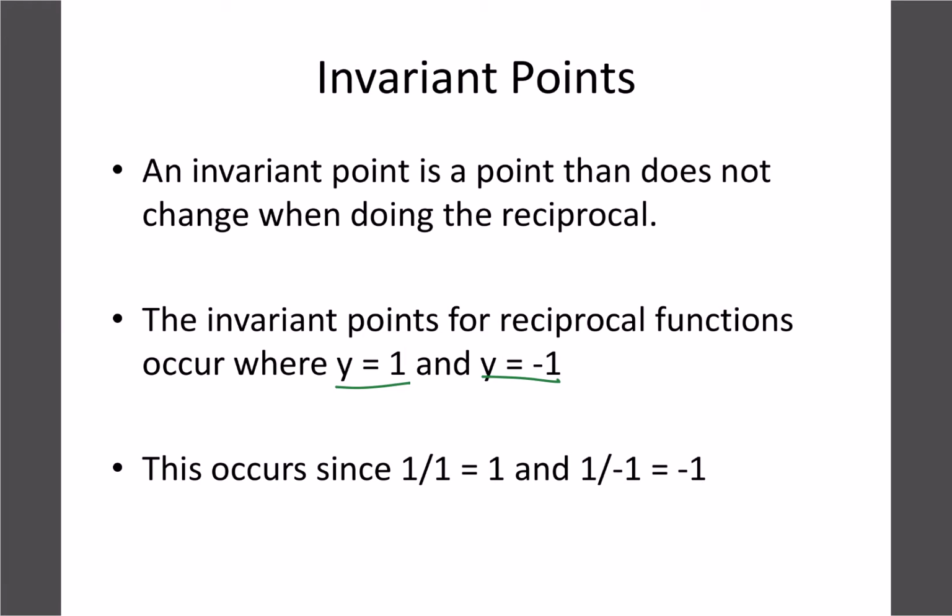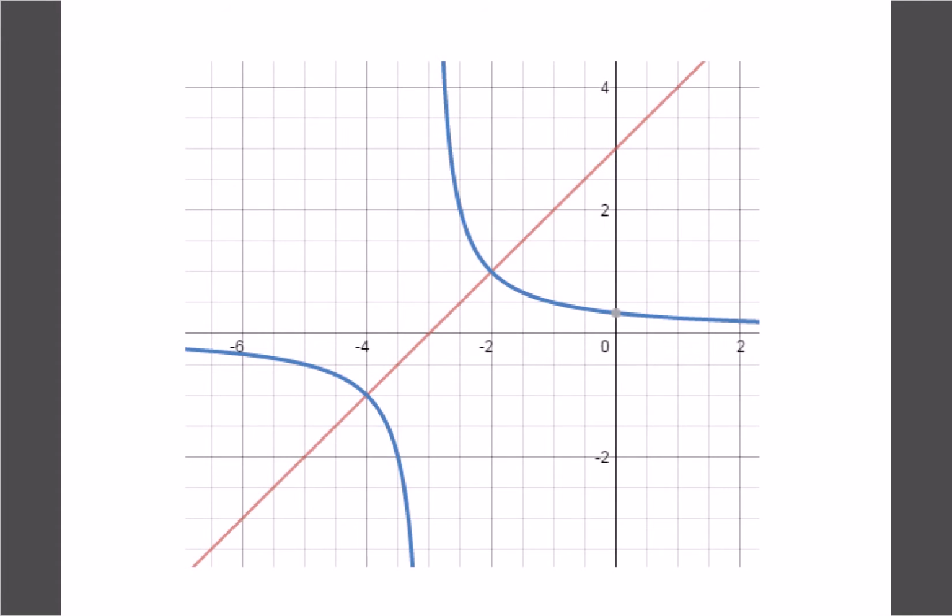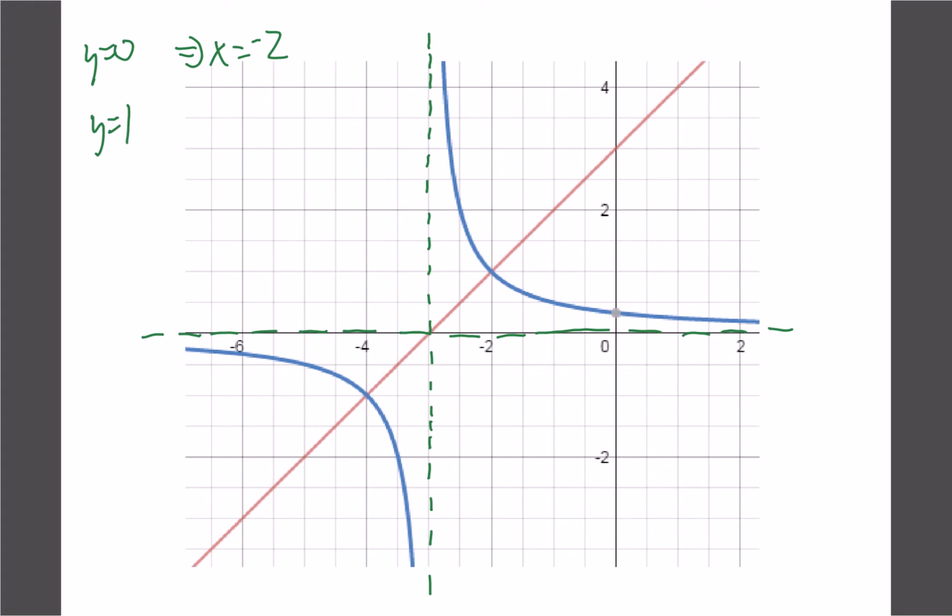So both of these end up being the exact same point, because we get 1 divided by 1, which is still 1, or 1 divided by negative 1, which is still negative 1. So because we're dividing by 1, and when you get 1s for these, it will not change. So if we go back to that same graph again, our asymptote line was where y was equal to 0, and that occurred when x was negative 2. And we had our horizontal asymptote line, which was right along the x-axis. We want to figure out where y is equal to 1 and where y is equal to negative 1, and that's going to be our invariant point.